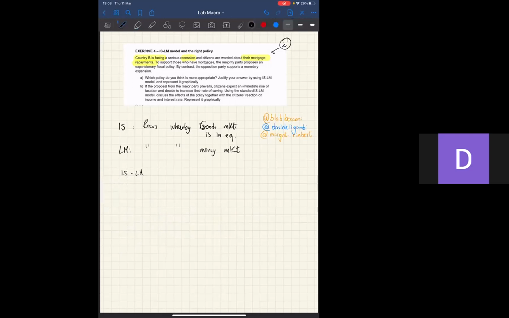And we'll go over to B. So the proposal from the majority party was the expansionary fiscal policy, meaning increasing G or decreasing taxes. And we will once again have our IS here and the LM. And the proposal from the majority party, as we've said before, would actually be shifting the IS over to this side.